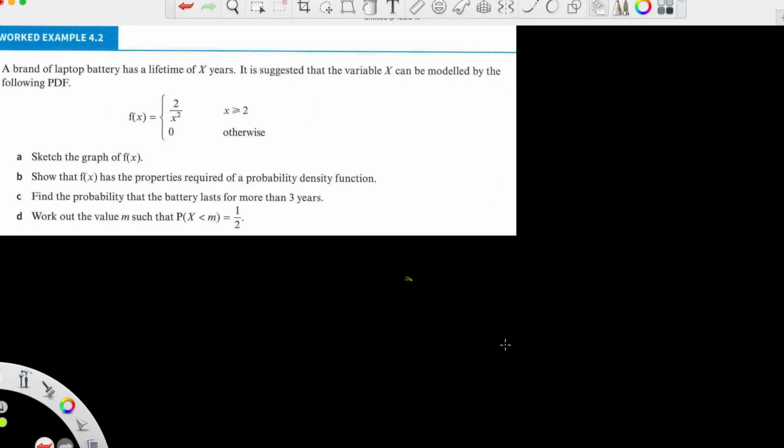Second example, it says a brand of laptop battery has a lifetime of X years. It is suggested that the variable X can be modeled by the following PDF. f of x is equal to 2 over x squared for x greater or equal to 2, otherwise zero. Part A, sketch the graph of f of x. Part B, show that f of x has the properties required of a probability density function. Part C, find the probability that the battery lasts for more than 3 years. And part D, work out the value m such that the probability of x less than m is half.